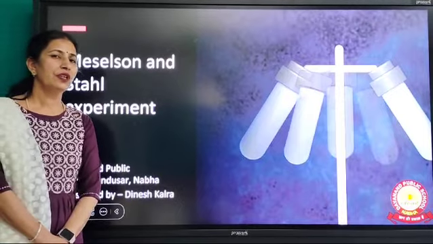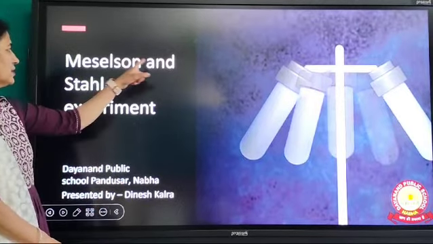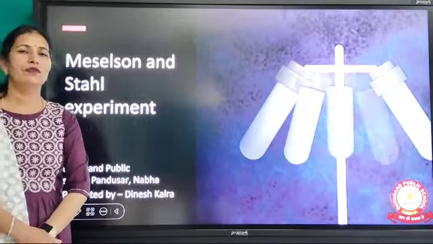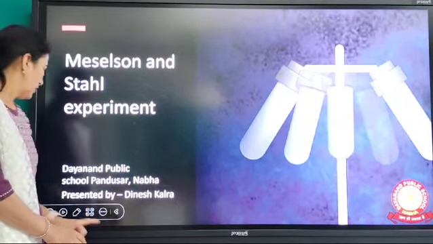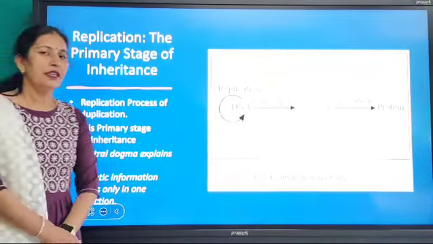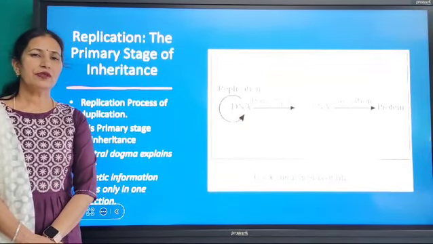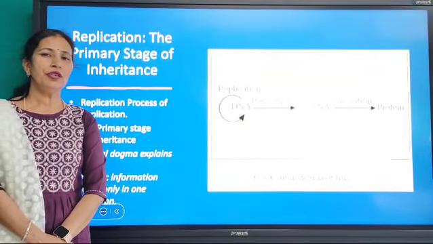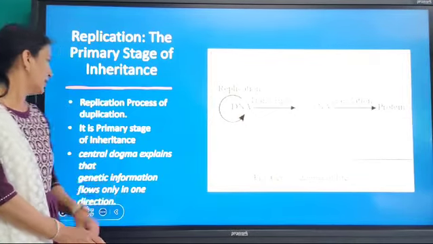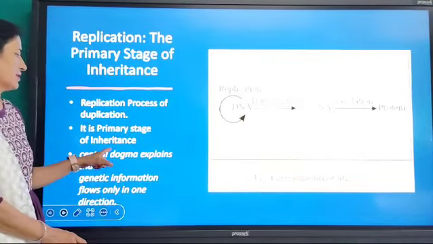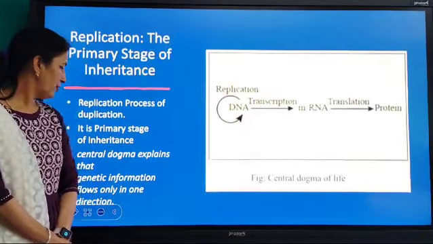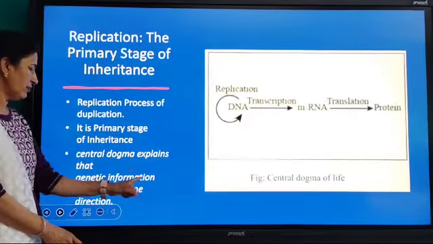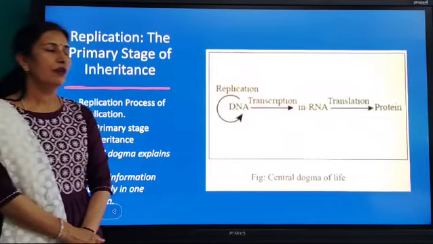In this video, I will discuss the Meselson and Stahl experiment from the chapter Molecular Basis of Inheritance. DNA replication is the process of formation of new DNA from old DNA, and it is the basis of inheritance. It can be explained by the central dogma, which states that genetic information flows only in one direction.